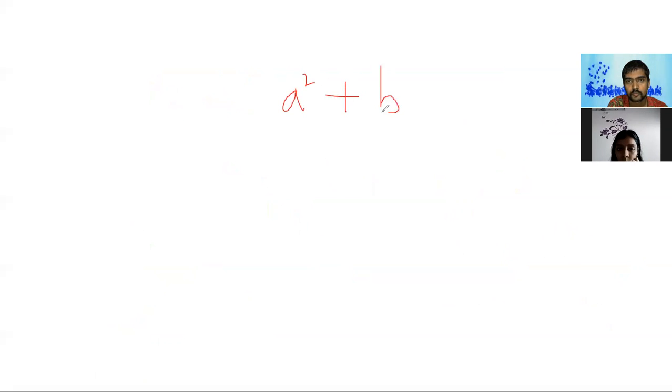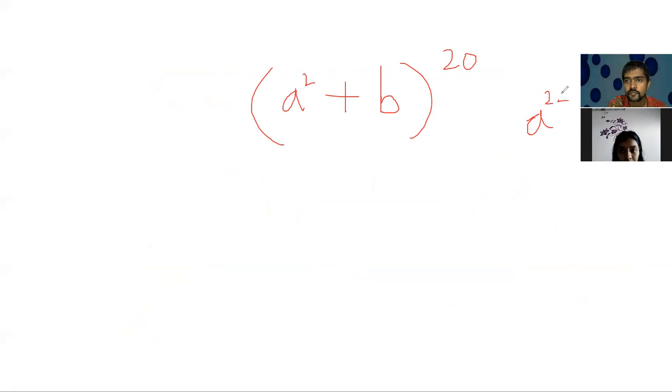Okay. Now, let us say I give you (a square plus b) whole power 20. I want the coefficient of a power 24. If I want 24 apples, the first item, how many should I take? And the second item, how many should I take if I want 24 apples?